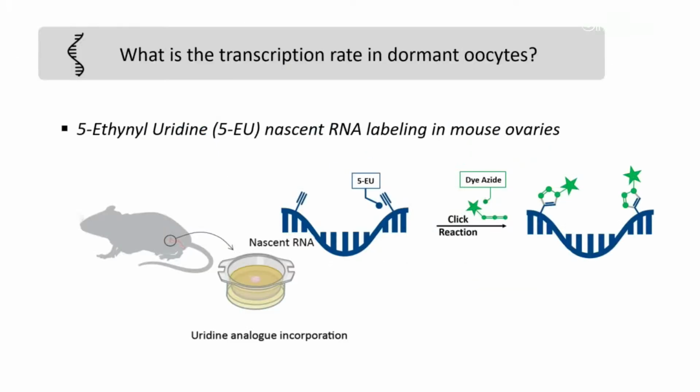So in order to elucidate that, I wondered what the transcription rate is in dormant oocytes. I use 5-ethynyl-uridine, which is a uridine analog that can be incorporated into the nascent transcript. And I can use click chemistry to attach a fluorophore to it and therefore visualize transcription rate in the microscopy.